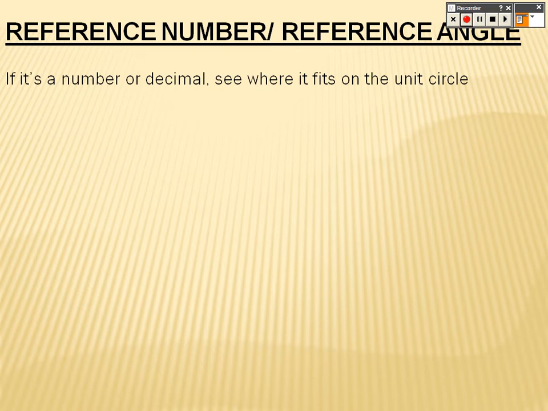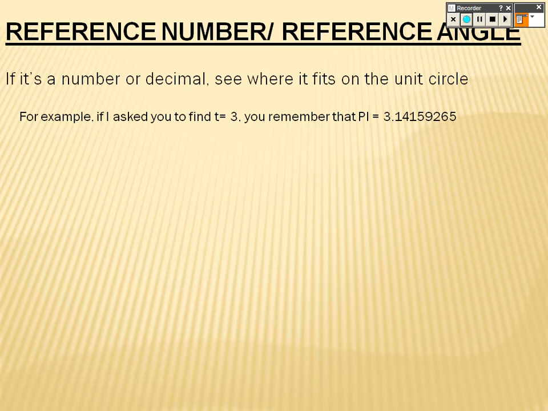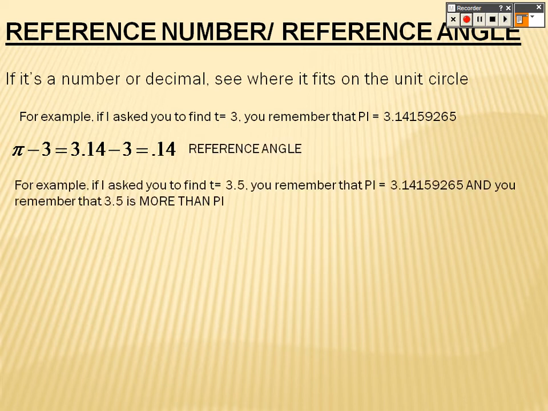If it's a decimal, you have to see where it fits. So for example, if I asked you to find 3, you got to remember that pi is 3.1415925. So you would do 3.14 minus 3 and you would get about 0.14 as the reference angle. If it's like 3.5, and you remember 3.5 is more than pi, since it's more than pi, it would be 3.5 minus pi instead, or 3.5 minus 3.14.